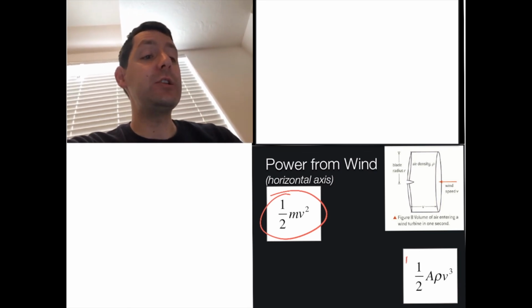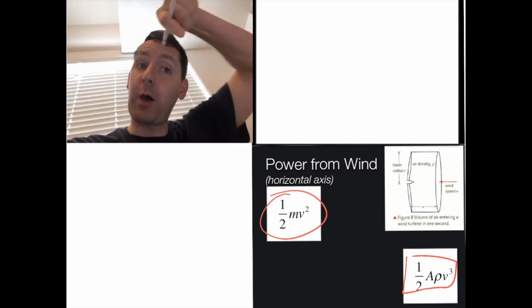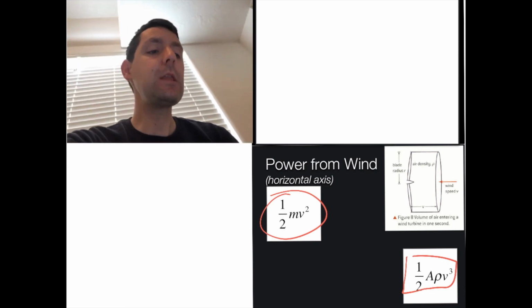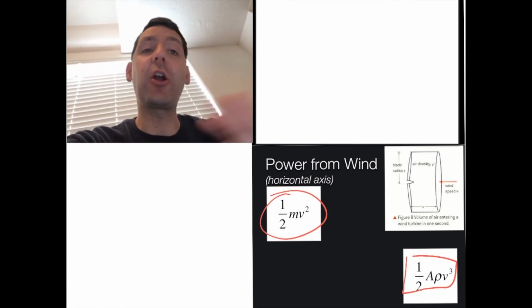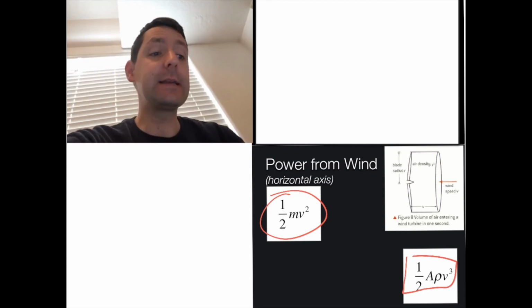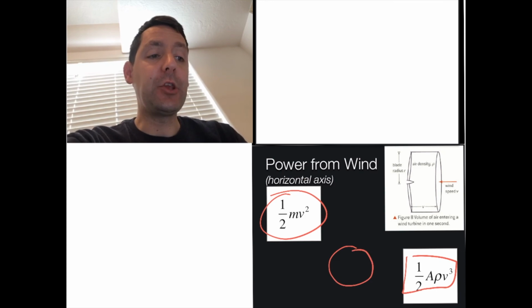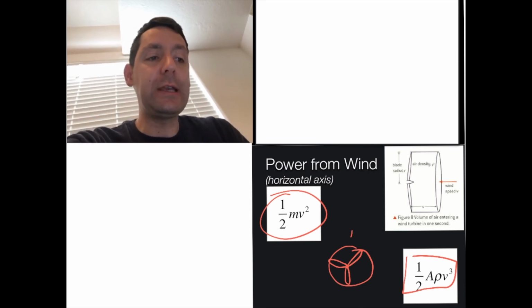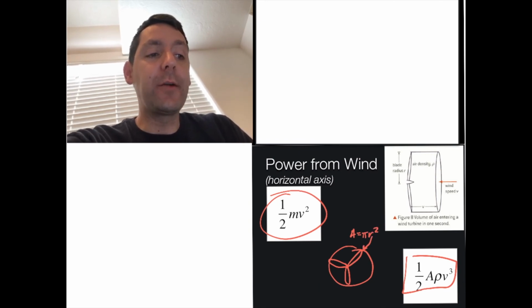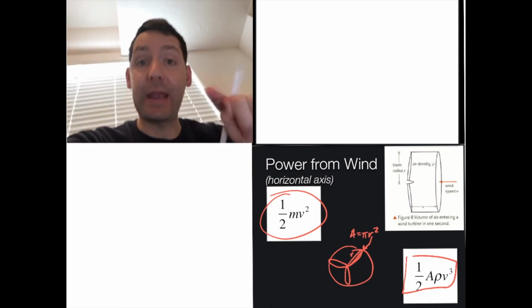So in the end, we do end up with this formula down here on the bottom right, which you can see. The 1/2 A rho v cubed. The area is the area that's swept out by the blades. Now, generally speaking, your blades are going to look something like this. And as they spin around, they cover this area, which is a circle. Now, that circle, usually the area is going to be pi r squared, where r is the length of one of those blades in the windmill.